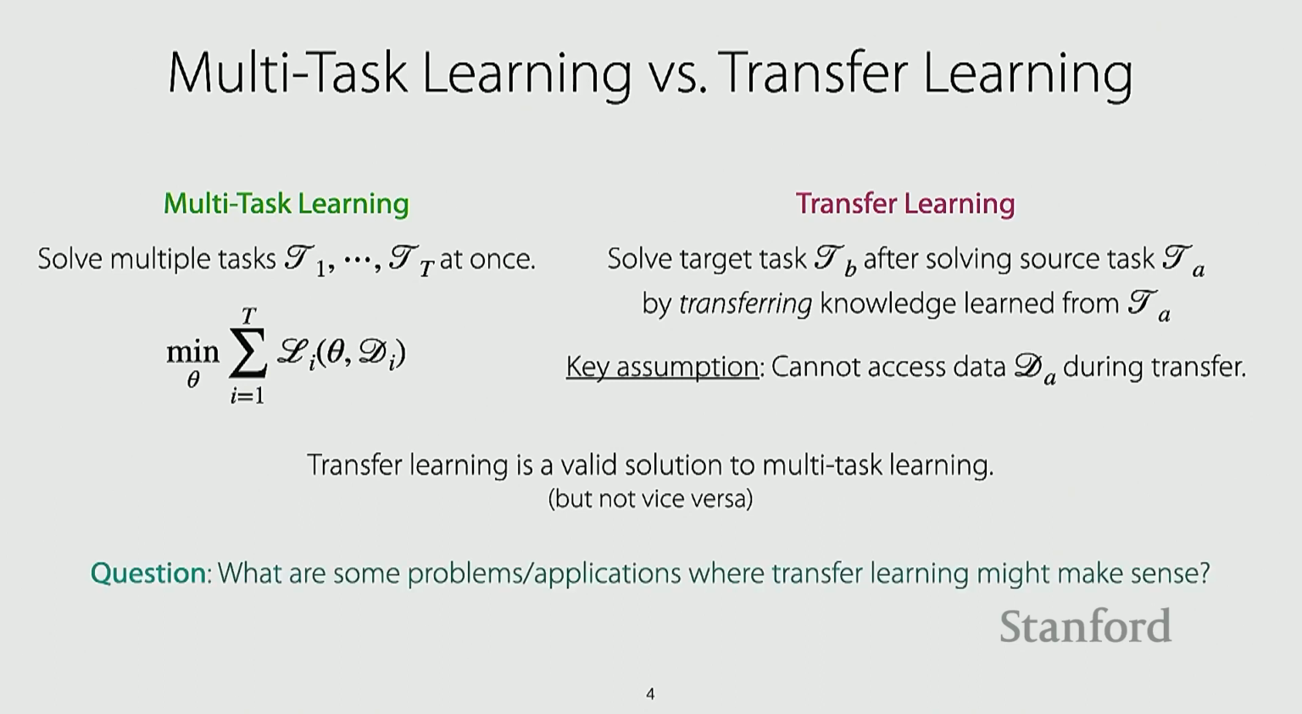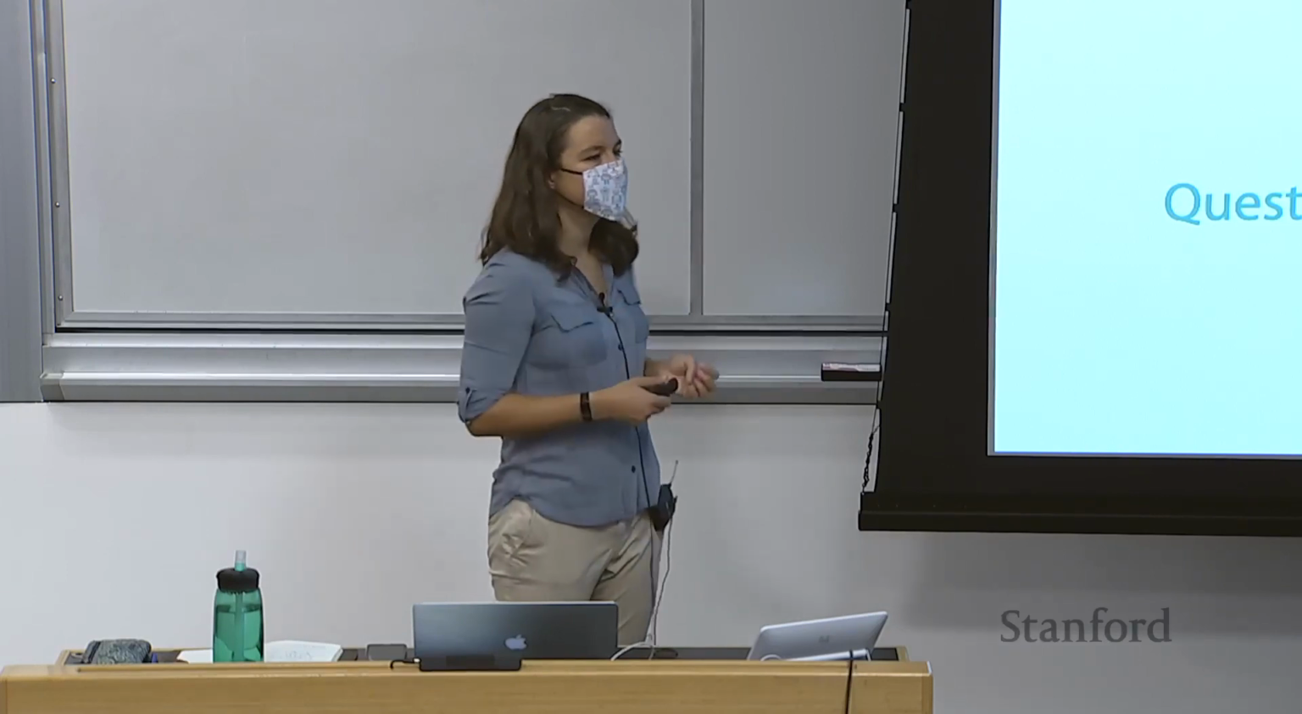Okay, so a question for you. What are some problems or applications where you think that transfer learning might make a lot of sense relative to multitask learning? Any thoughts? Yeah? Image classification, maybe classifying images that are very specific. You could just use consistent models and just transfer those.